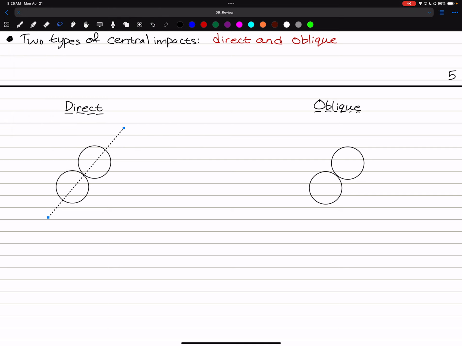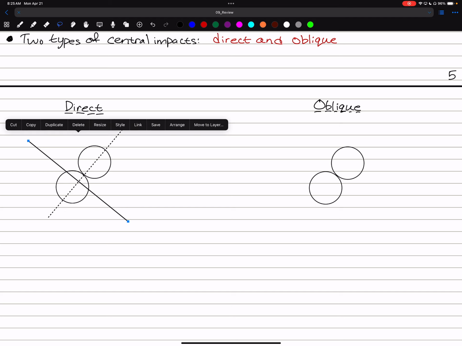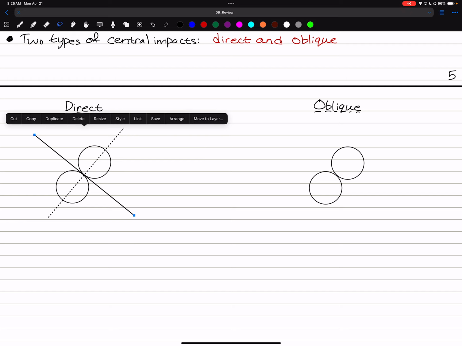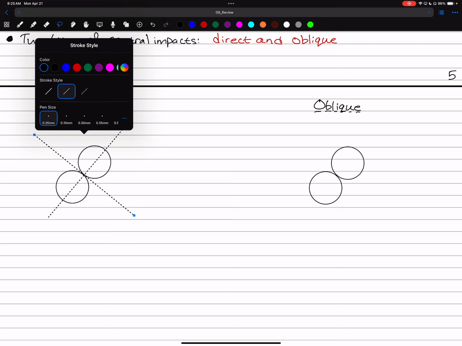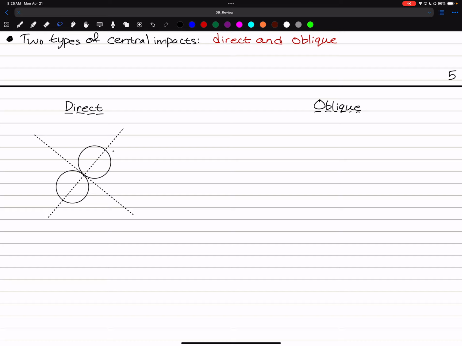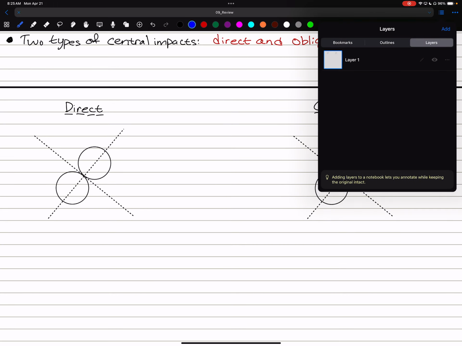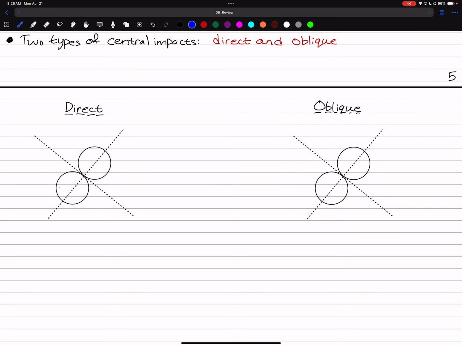And then we're going to draw a line that is tangential to the contact, also normal to the line of impact. We're going to make that a dashed line as well. I'm just going to duplicate this image. All right, we're going to call this bottom particle A, this top particle B.